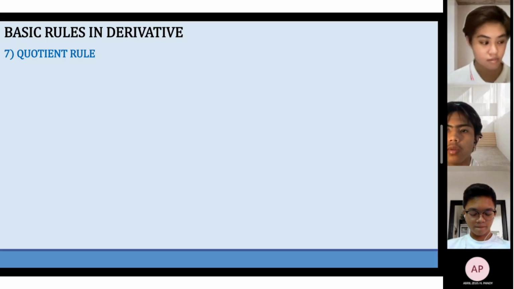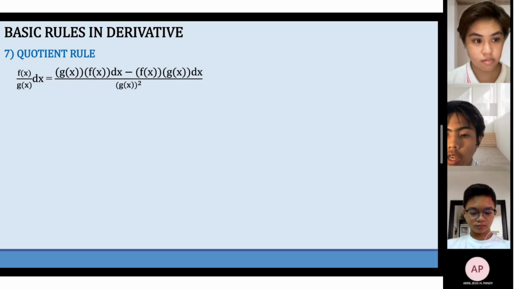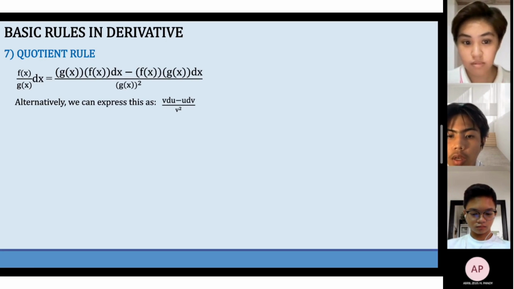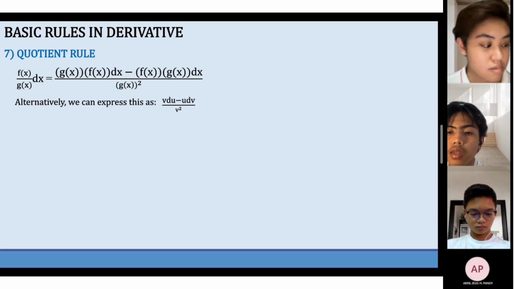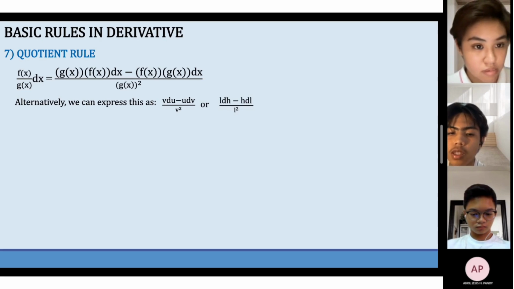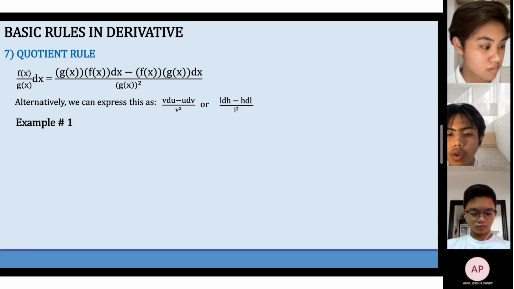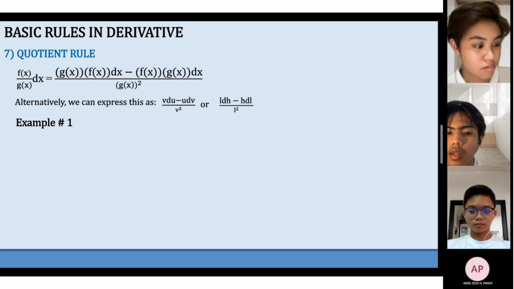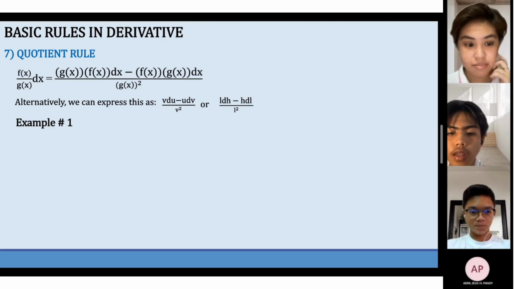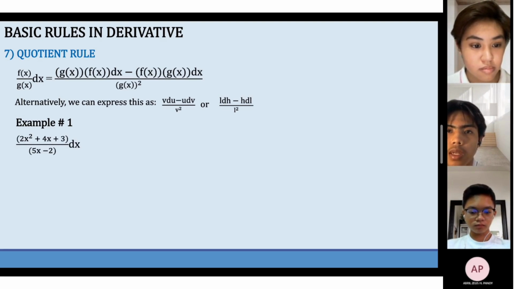Now for the quotient rule. The quotient rule states that the derivative of a quotient can be solved by following this: the denominator times the derivative of the numerator minus the numerator times the derivative of the denominator, all divided by the square of the denominator. It can be expressed as low d high minus high d low all over low squared. Let's give an example. Find the derivative of 2x squared plus 4x plus 3 all over 5x minus 2.